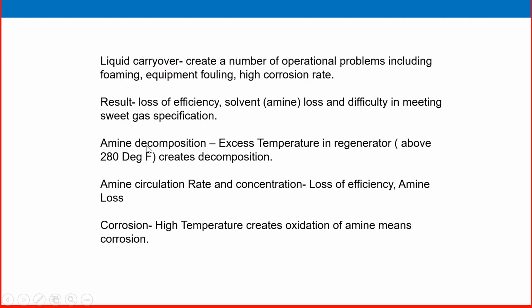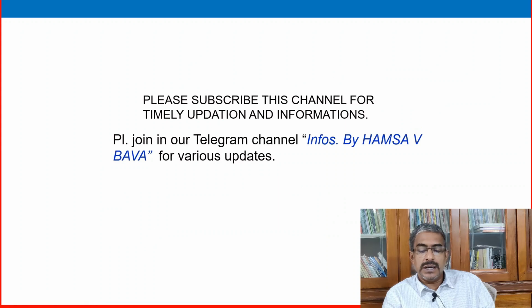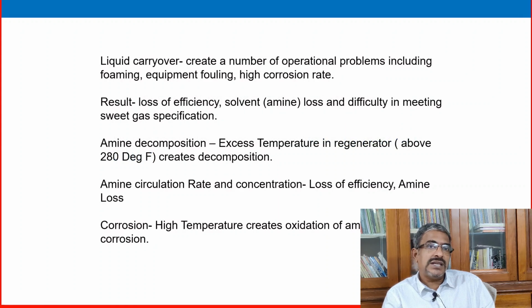Amine decomposition in the stripper: if there is extremely high pressure or heating above 280 degrees Fahrenheit, then excess temperature in the generator causes the amine to decompose. It will lose all its absorption properties. So amine recirculation rate and concentration affect loss of efficiency and amine loss. Corrosion: high temperature creates oxidation in amine, and oxidation of amine means corrosion. So these are the various operational problems faced.